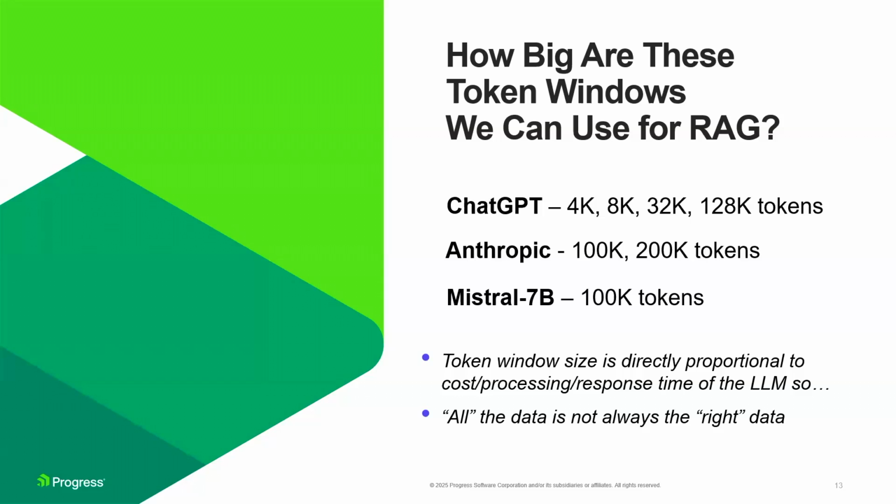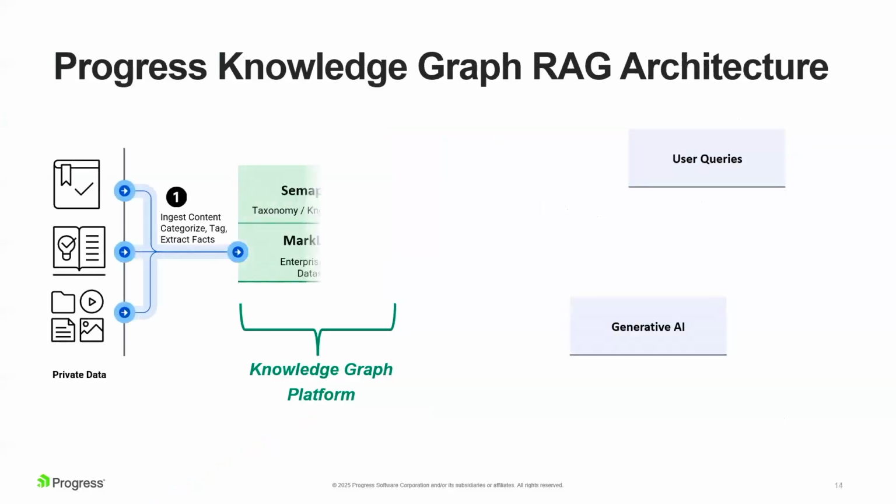So even if I did have an infinitely large token window, it would be impractical to use because I'd be basically waiting forever in order to get a response. So really, what I'm trying to do with this prompt engineering through these token windows is not send all the data. I want to just send the right data to the LLM to give me the best response. So then the question becomes, how do I find the right data to send? Well, that's where knowledge graphs really can help us solve this problem.